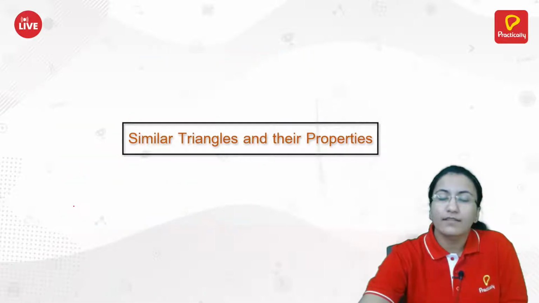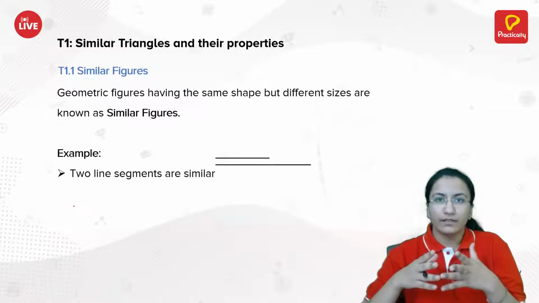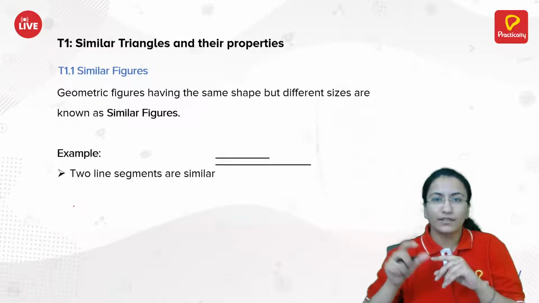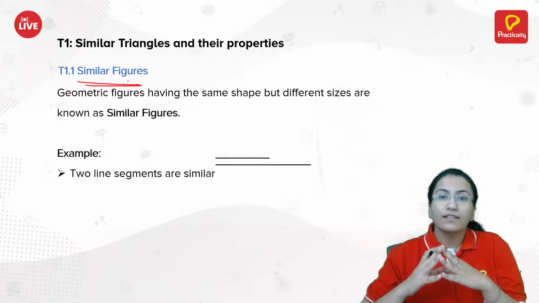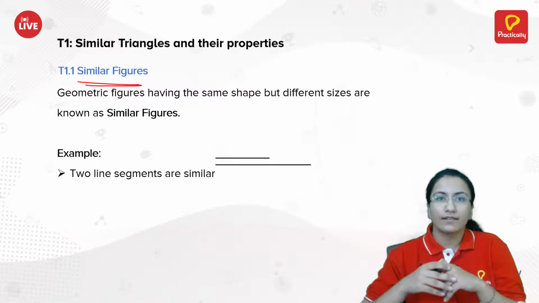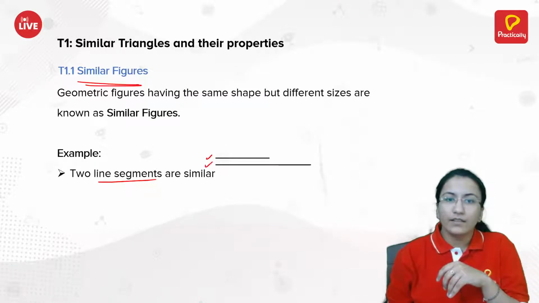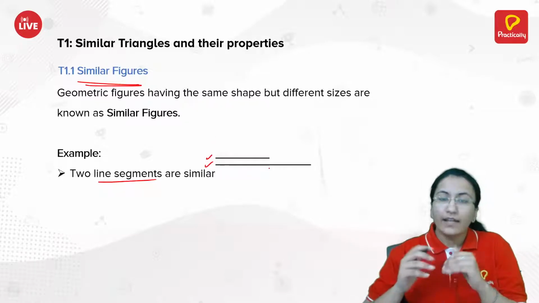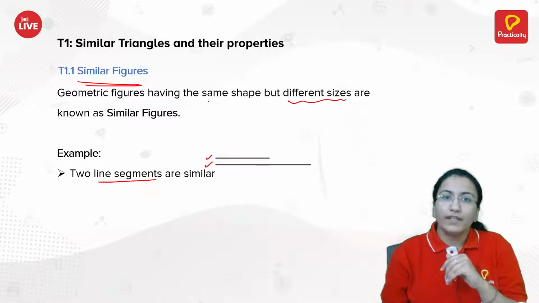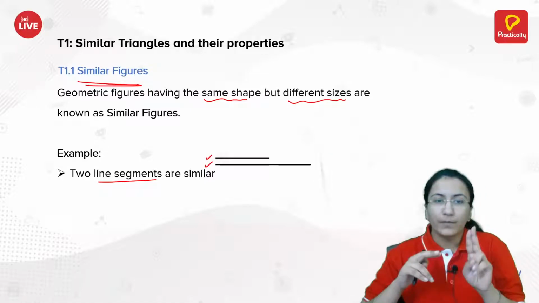First topic here is similar triangles and their properties. Firstly, we will be discussing what similar figures are. After that, pinpointing towards the triangles only. So similar figures are those figures which are in the same shape but are in different sizes. For example, we have considered here two line segments. One is shorter as compared to the other. So they are having different sizes, but they are having the same shape. So we will call these two line segments similar.